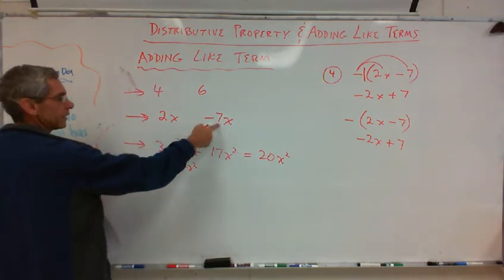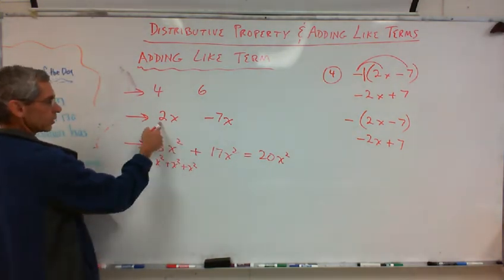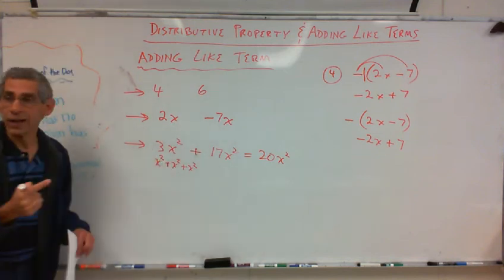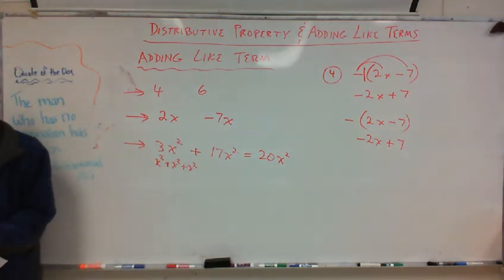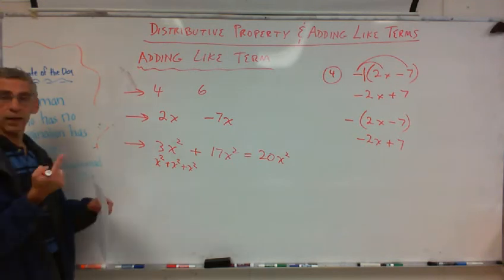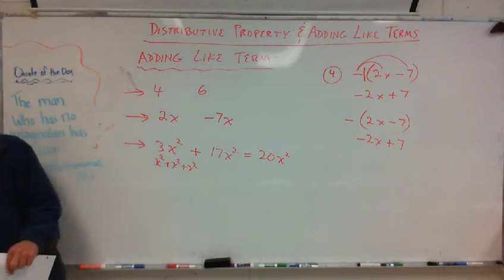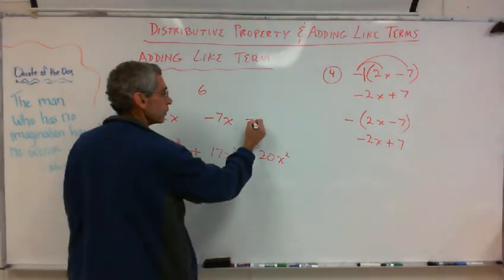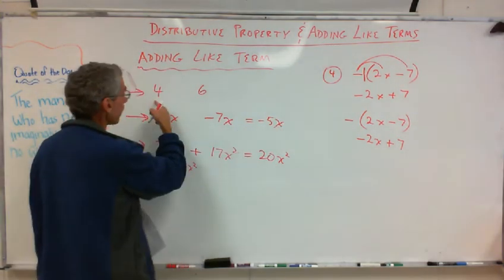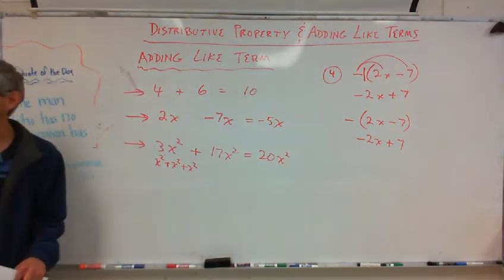Now, if I were going to add these together, plus and minus, I don't have to put a plus here because it could just be 2x minus 7x. What would that equal? Negative 5x, right? 2 x's, and then I take 7 x's away, I'm going to have negative 5 x's, right? So that would equal negative 5x. And what about 4 and 6? 10, right? So that's adding like terms.